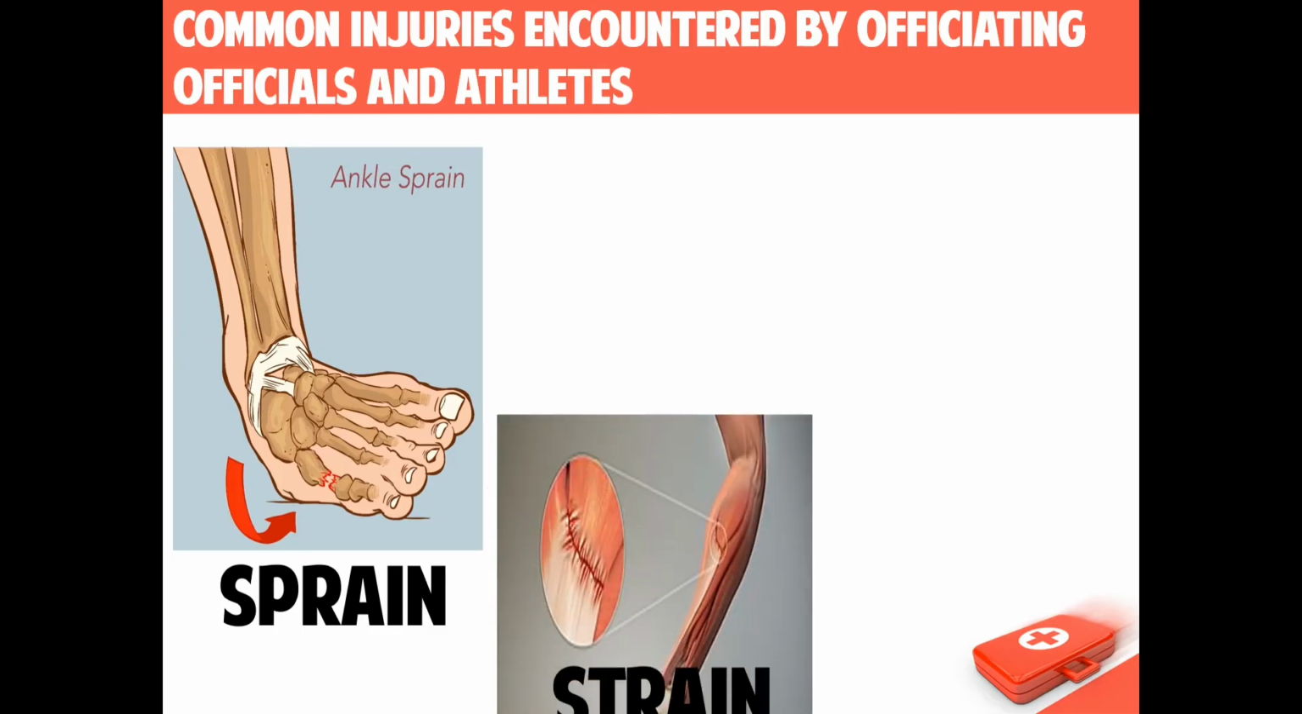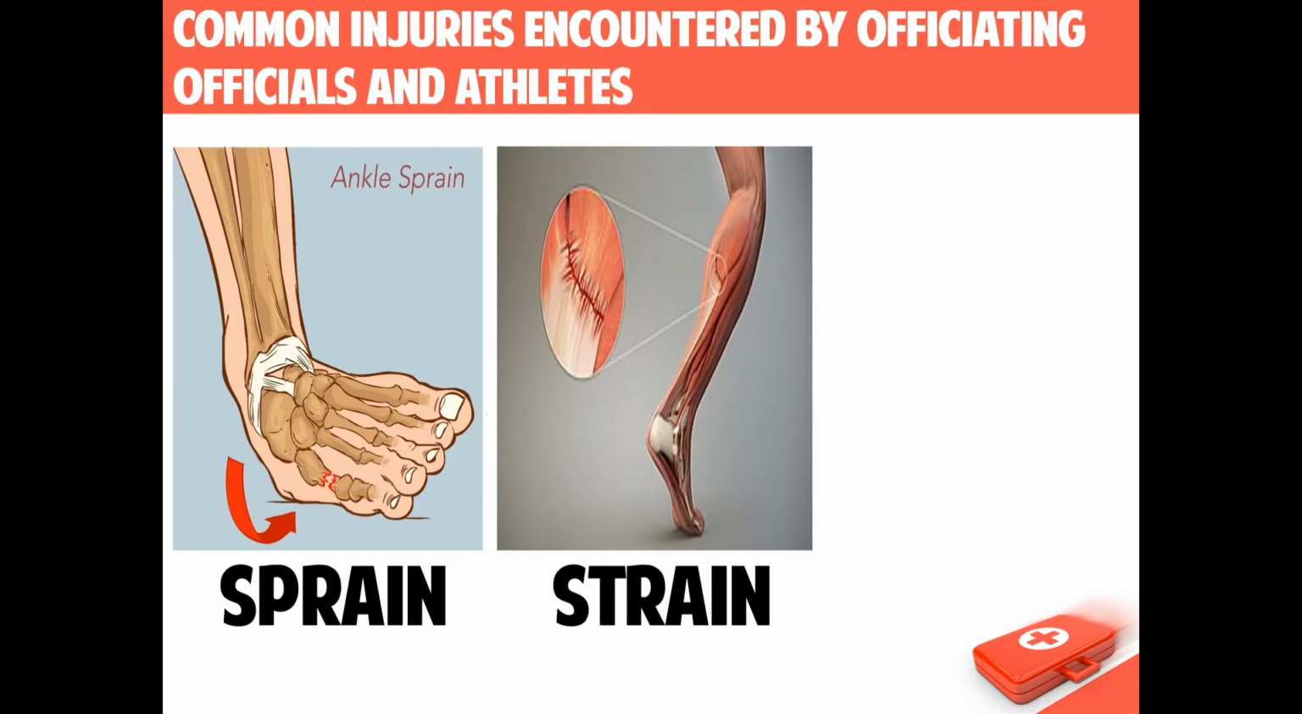Next one is a strain. A strain is when a muscle is stretched too much and tears. This is also called a pulled muscle. It is a painful injury and it can be caused by an accident, overusing a muscle, or even using a muscle in the wrong way.